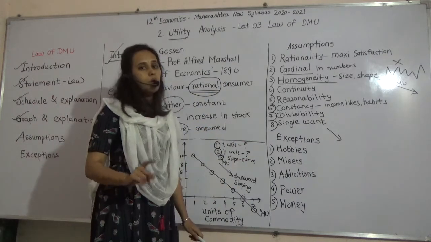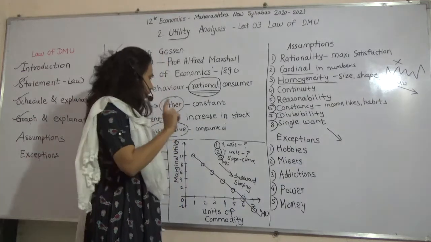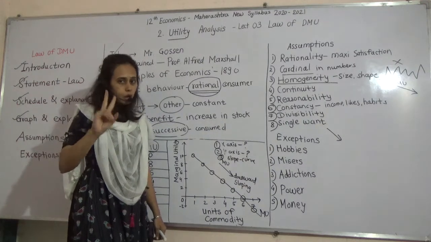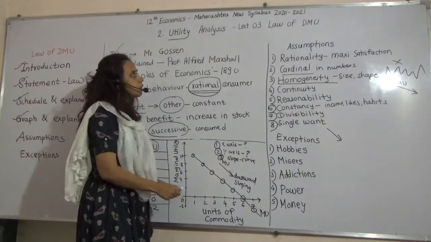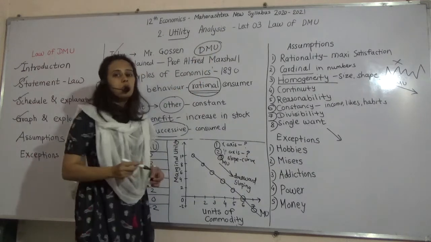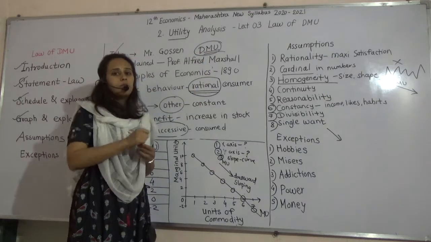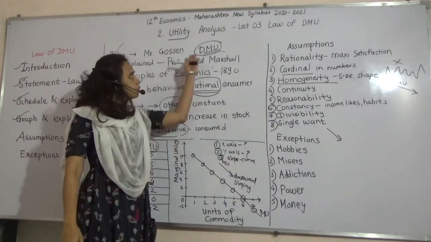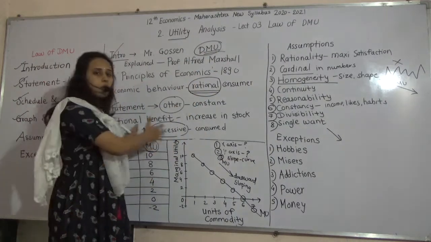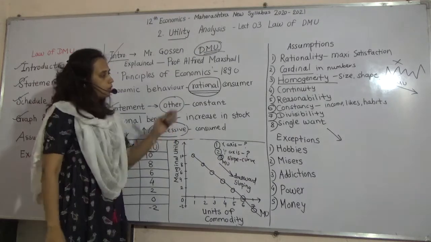Again I am telling you, the relationship between TU and MU question is totally different. There we have drawn the TU table and the TU curve also, but this is the law of DMU, diminishing marginal utility. So we are going to concentrate on how marginal utility diminishes. The name itself says it, so don't get confused. Only write in the schedule, draw only the MU curve, assumptions.